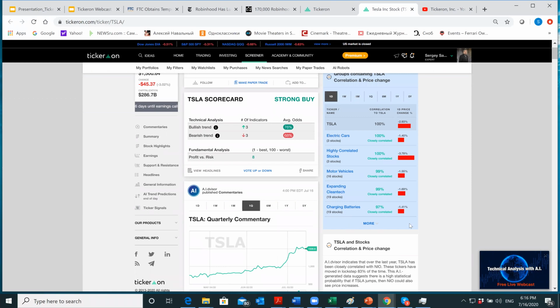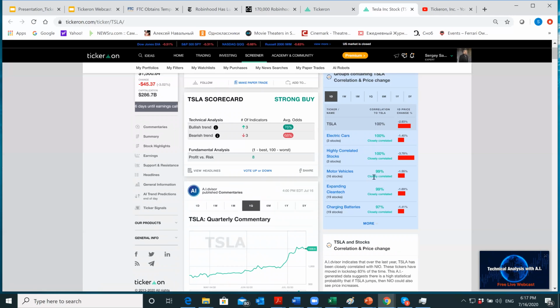There's a new territory for you. As you can see, we're looking at how Tesla correlates to groups of stocks. You remember the herd? You want to find out. So correlation, I hope you know what it is, is kind of a similarity. So Tesla to Tesla is 100%, okay? So two electric cars, 100%. So there is a group of 3 stocks which we can use and identify as a group, okay? Highly correlated stocks, also 3. Motor vehicles, 99% correlation, okay?